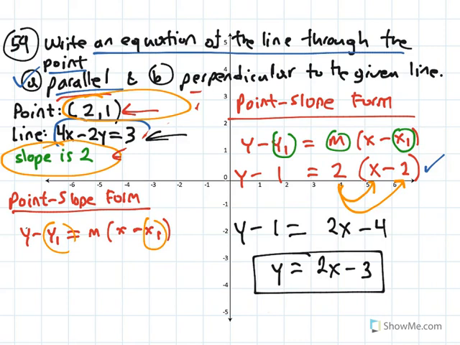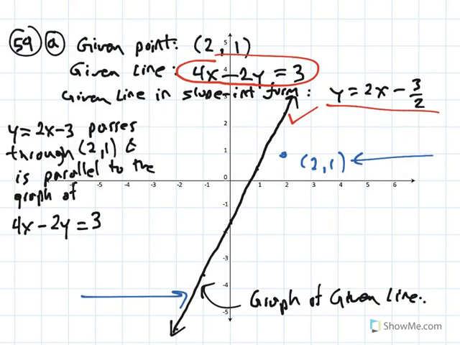And that equation is y is equal to 2x minus 3. And of course, y is equal to 2x minus 3 passes through the point 2, 1 and is parallel to the graph of 4x minus 2y is equal to 3. And in fact, here is the graph of the line passing through 2, 1 and parallel to the given line. And that's what we found. Y is equal to 2x minus 3.